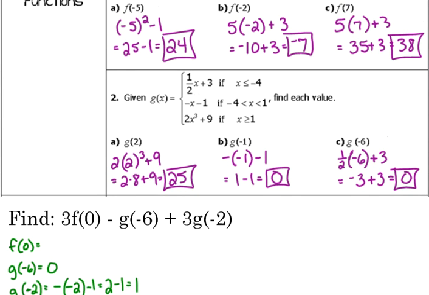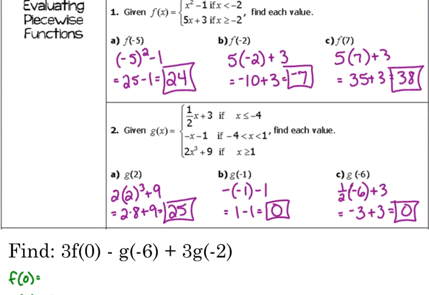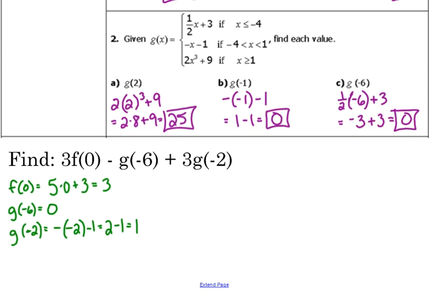And f of 0, we didn't find it, so let's see here. Is 0 less than -2 or greater than -2? Greater. So we plug it into the second piece. 5 times 0 is 0, plus 3 is 3. All right, so I found f of 0, g of -6, g of -2.